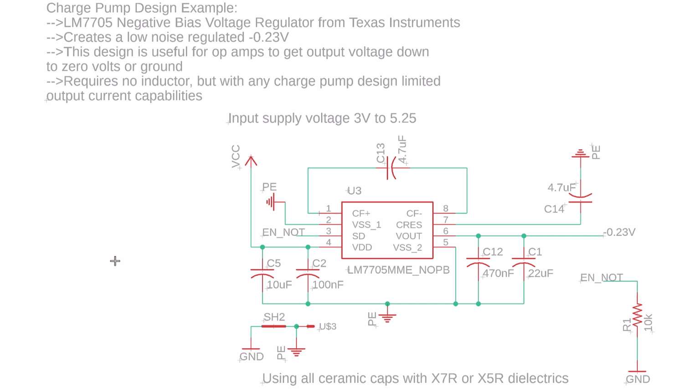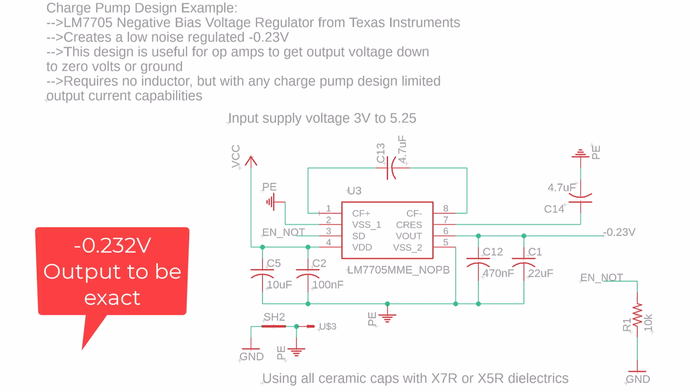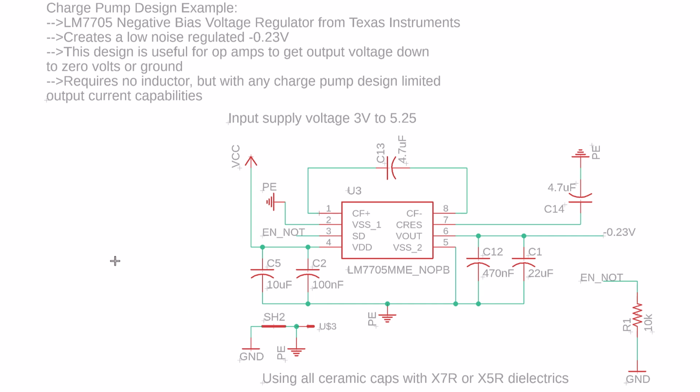Now, this only creates a negative 2.3 volt output. And you might say, well, negative 2.3 volts, who cares? Why would we want that low of a voltage? Well, that actually is very valuable for op amps if you want the output of the op amp to swing all the way to zero. So I'll touch on that again in a second.